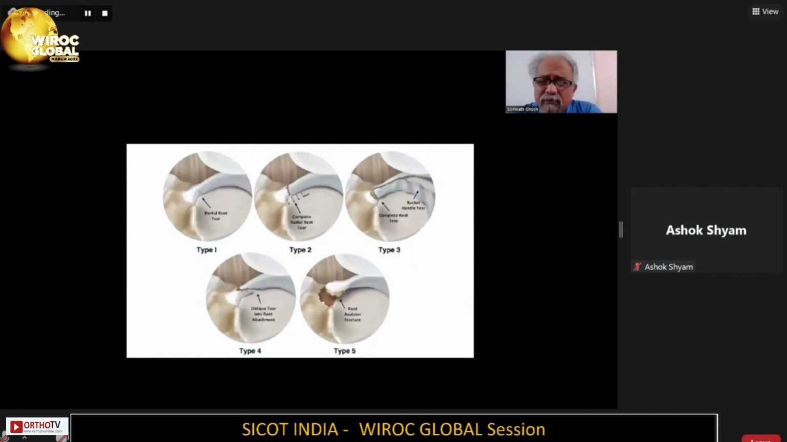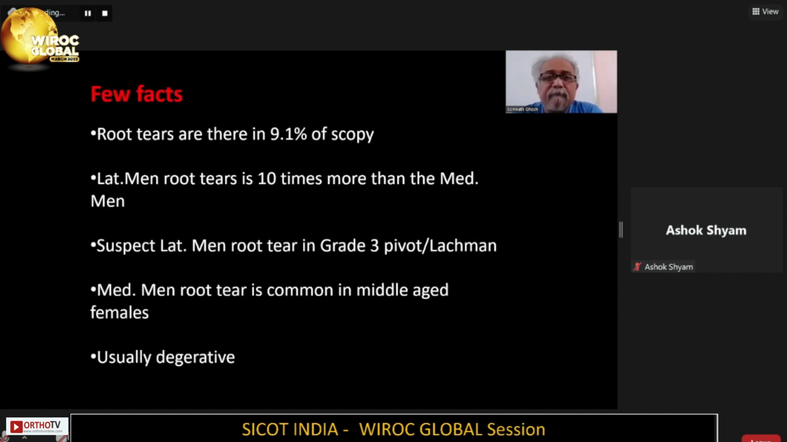And LaPrade has classified the meniscal root tears into 5 types. Type 1 is the partial radial tear, type 2 is the complete radial tear with 3 varieties: 0 to 3 mm, 3 mm to 6 mm, and 6 mm to 9 mm. Then type 3 is the complete radial tear with osseous extension. Type 4 is the oblique tear, and type 5 is the bony avulsion of the meniscal root.